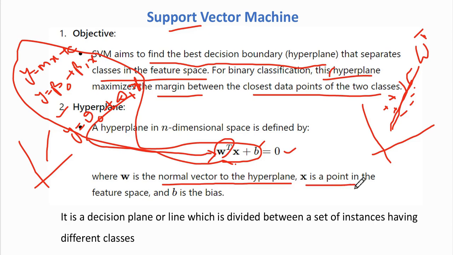x is a point in the feature space, and b is a bias. So that is how we represent the vector, the point and the bias. How we find this hyperplane, I already discussed in linear regression. If you are unable to work out how to calculate that hyperplane, in the description below I have given a link to linear regression with an example. Go through that link and you can easily understand how to find this line.